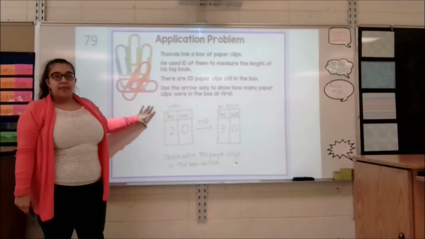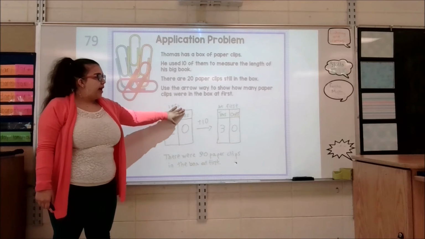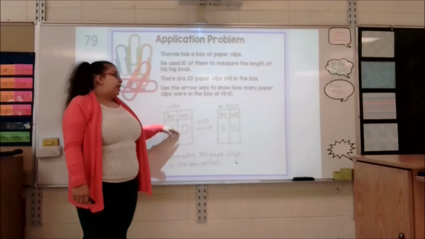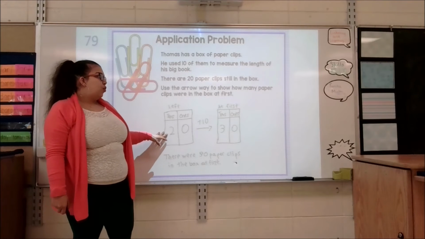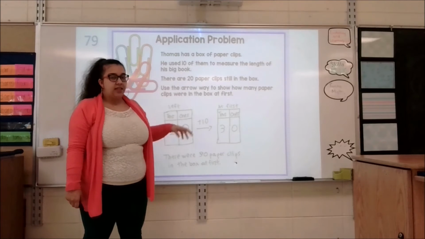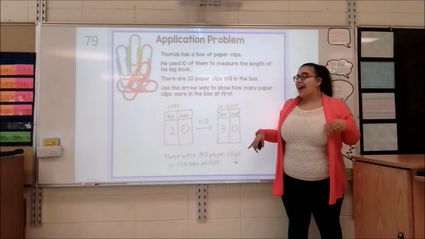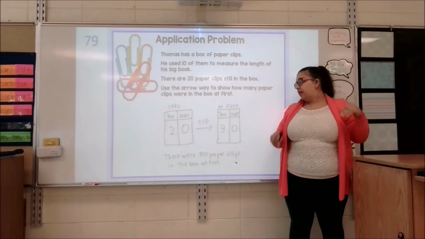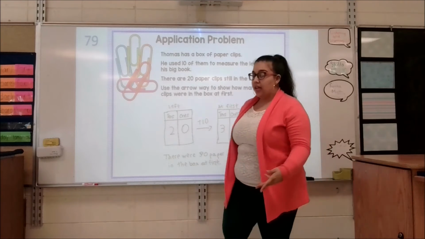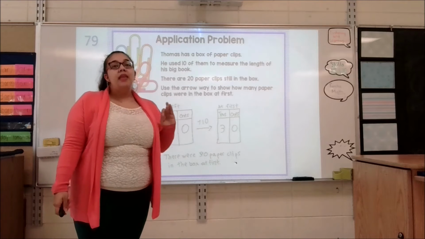Using my place value charts, we started by knowing how many were left. So we're actually starting at the end. We knew how many were left, and that was 20, which is 2 10s. We know the change, how many he had taken out, was 10. So basically, we put the 10 back, and we communicated that he had 30 at the beginning. Okay, so there were 30 paper clips in the box at first. That's the answer to the question.